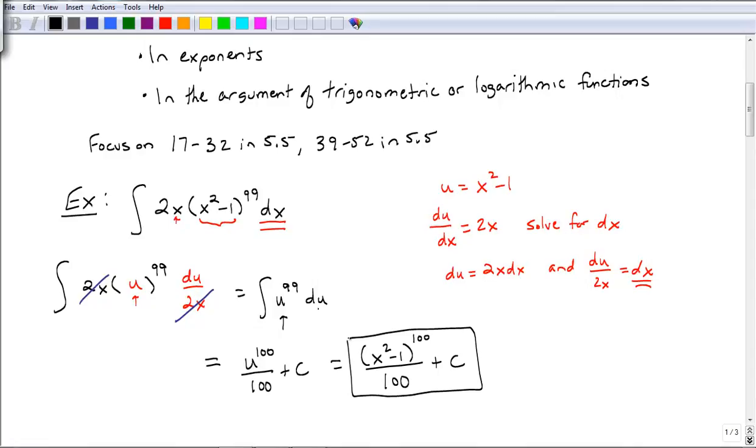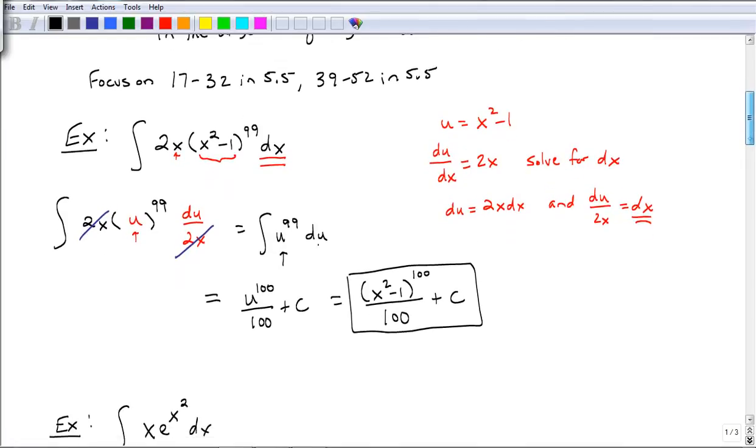So this is the idea of u substitution. You figure out what you want to make u, and you write it down. And that lets you replace something with a u. And then you take the derivative of your u and solve it for dx. And that lets you replace the dx as well. And you'll be able to cancel something and end up with an integral that you can do.